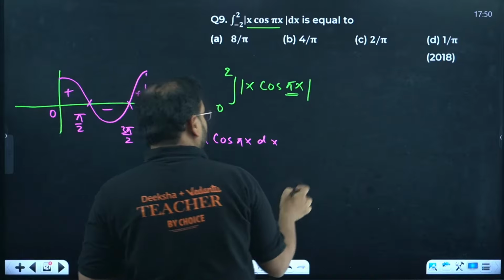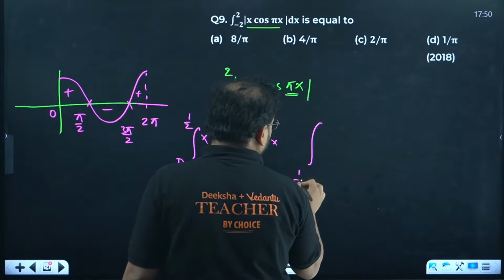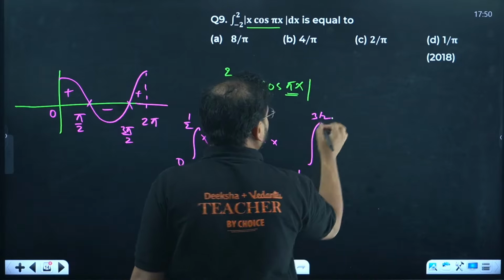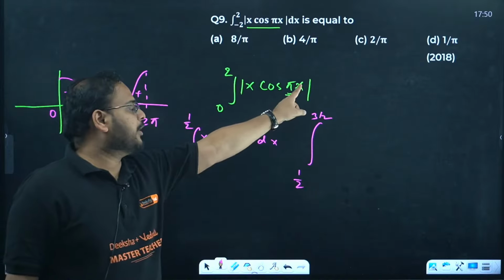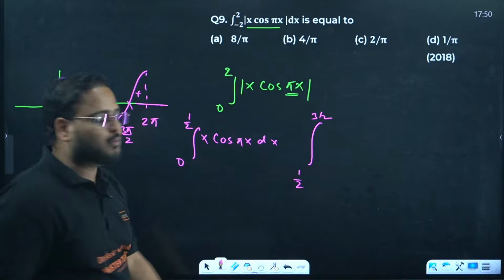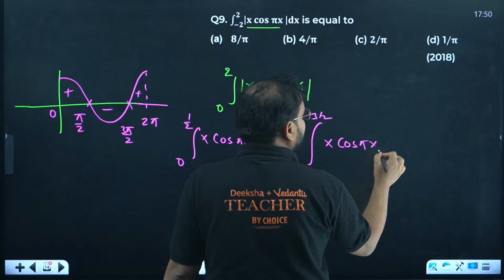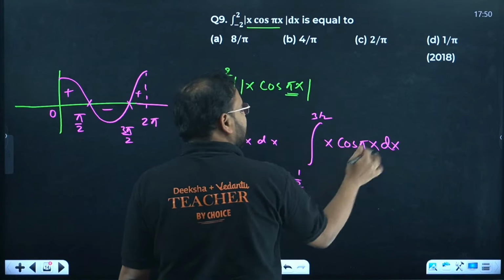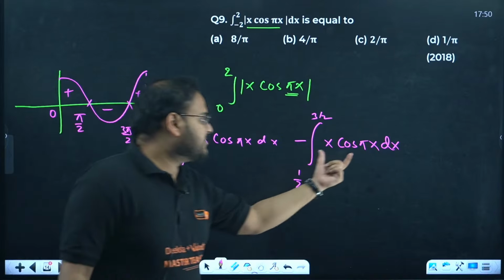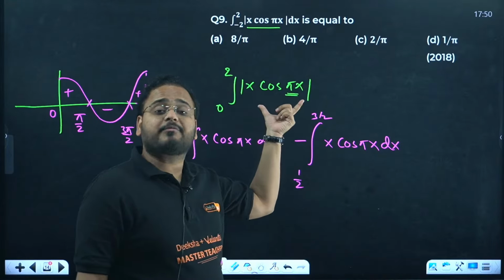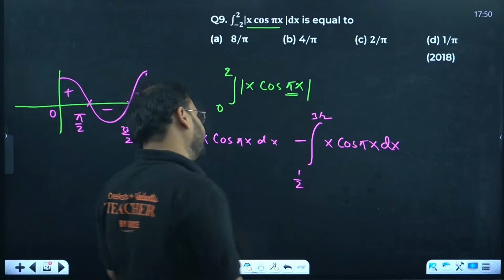Next, when you go with the next one, which is what, sir? 1 by 2 to 3 by 2, which is what? If you put 3 by 2 in the pi x, it will become 3 pi by 2. So we'll have x cos pi x dx. This value will come as negative, so I have to make this negative outside to make it positive, because this bracket, this modulus, will open with a minus sign, so I have to make it positive, right? So the minus sign we're going to use.